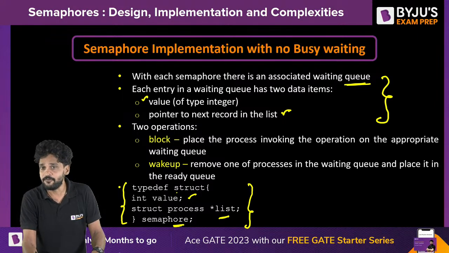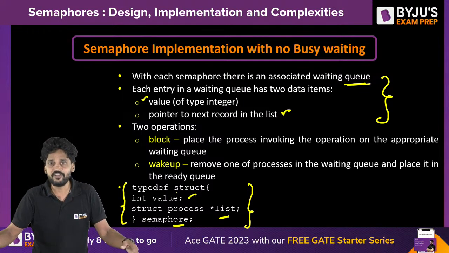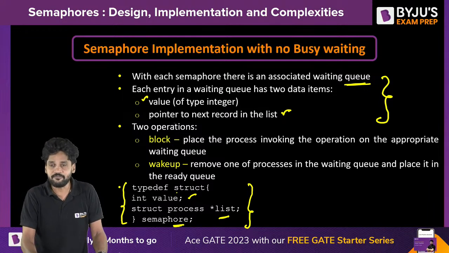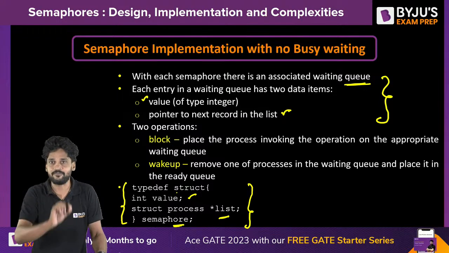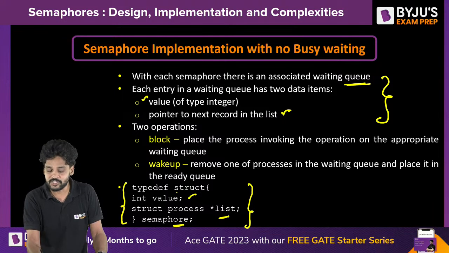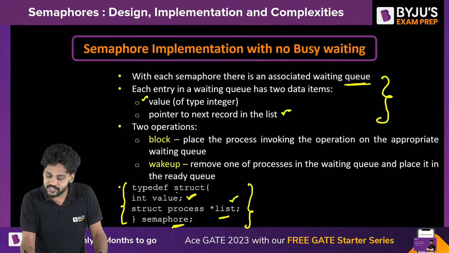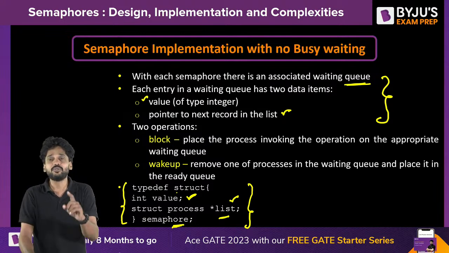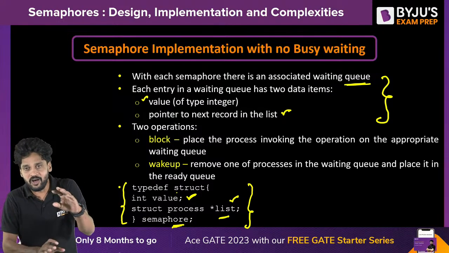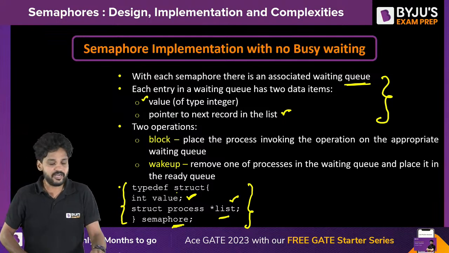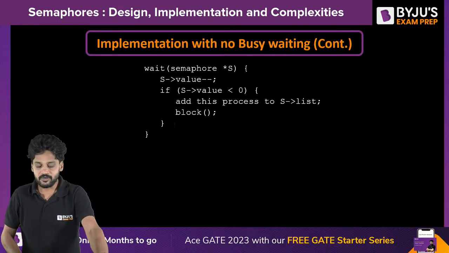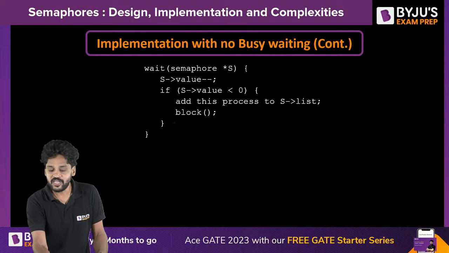Once again, stay focused. Every time you want to redefine the semaphore, you need to define a structure for each semaphore. Every semaphore structure will have two entities in it. The first entity is the semaphore's value. The second entity is a pointer to the list of the processes that are blocked on that semaphore. Right after which, I will take you to the definition of wait and signal.